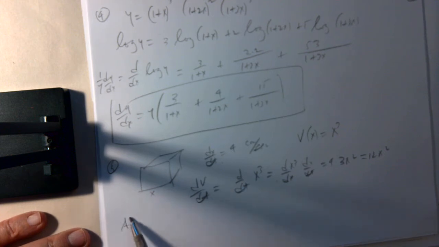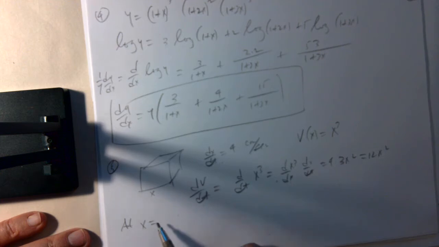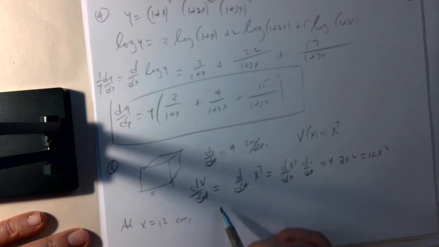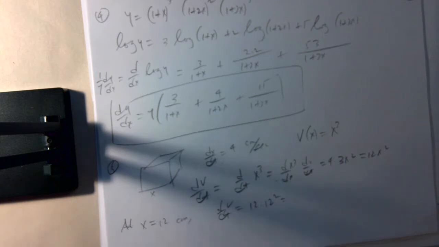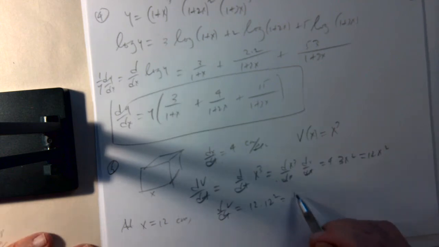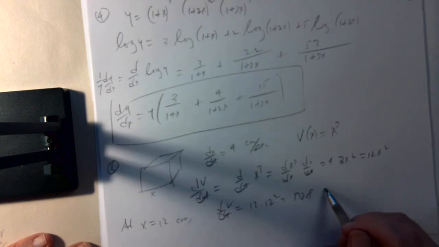So at x equal to 12 centimeters, when the edge is 12 centimeters, the rate of change of the volume is 12 times 12 squared, which is 1,728 cubic centimeters per second.